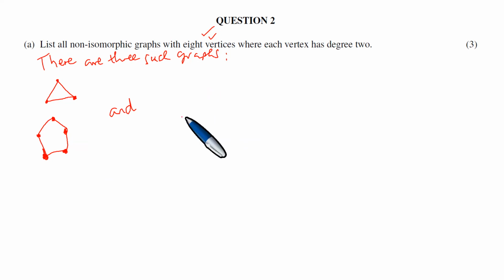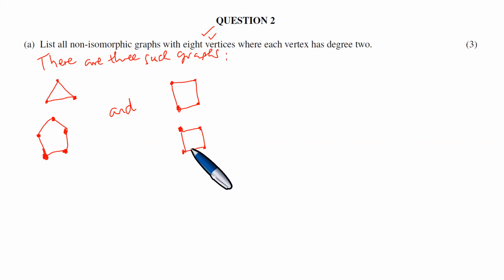So, but on 8 vertices, somebody can have a graph that can be broken down into a graph on 8 vertices. You can do 4, 4.